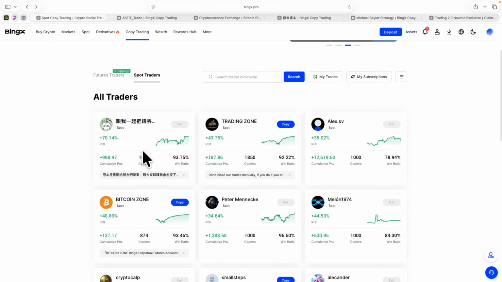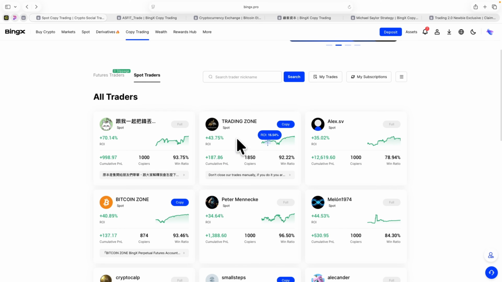And you can see on the screen, this first person has made 70% ROI. This person has made a total of $998, 1,000 copiers, and 93% win ratio. So if you're the kind of person looking for someone to copy and you don't want to go into futures trading, then this is for you. If you want to copy someone, look at this first person, it is full already, so you can't copy this one. This second person right here, you can go ahead and copy. The win rate is 92%. This person has made 43% ROI, which is good.